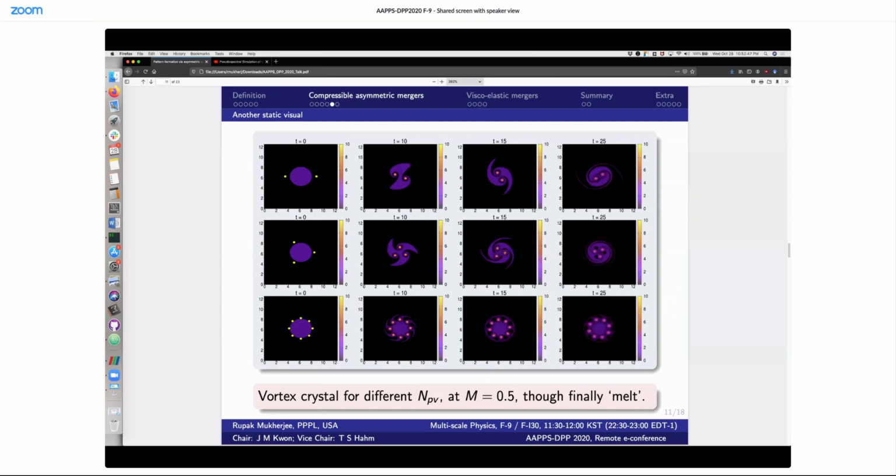This is a quick visual for the two vortex case. How does it evolve? For the 3 vortex case, how does it evolve? And for an 8 vortex case, how does that evolve? These are for Mach 0.5, and these pictures are all only up to time 25. If you wait further, you'll see that they finally melt if you have a compressible fluid.